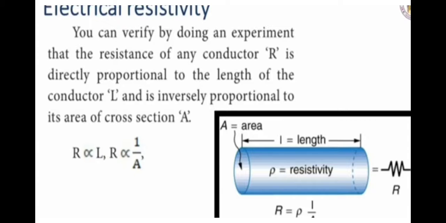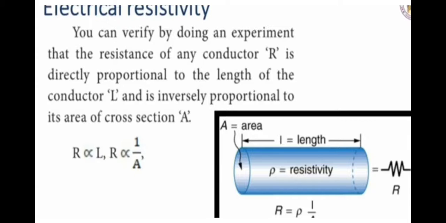In this image, imagine that there is a coil of wire. Its length is L. The area of cross section is A. The resistivity is rho. Resistance is R. R is directly proportional to the length of the conductor. R is directly proportional to length. And it's inversely proportional to what? Area of cross section. R is inversely proportional to area.